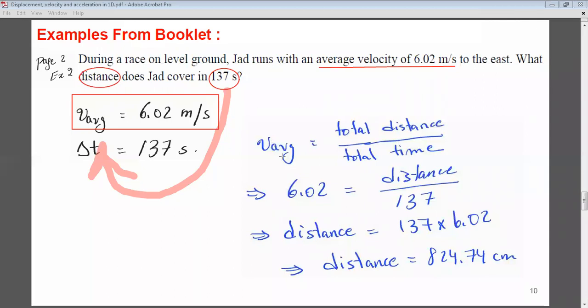We use V average equal total distance over total time, and I simply put the values in their places. So V average is 6.02 equal distance over 137. Here, I don't worry about the units because this is seconds, so I don't have to change anything with the units. Now I just do cross multiplication. Distance equal 137 times 6.02, and I get the value.